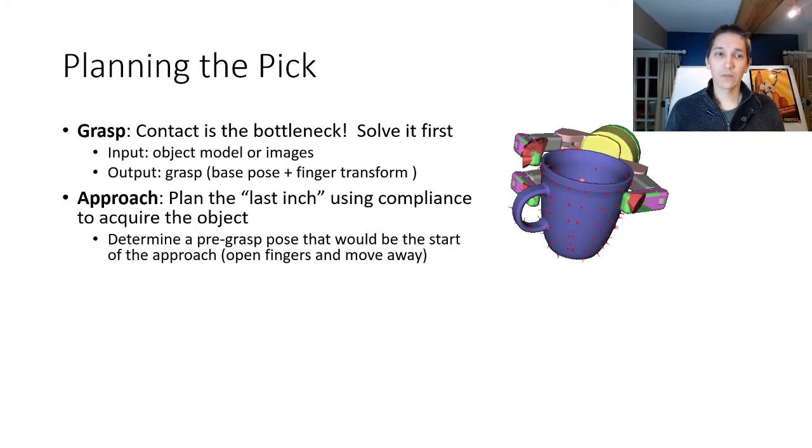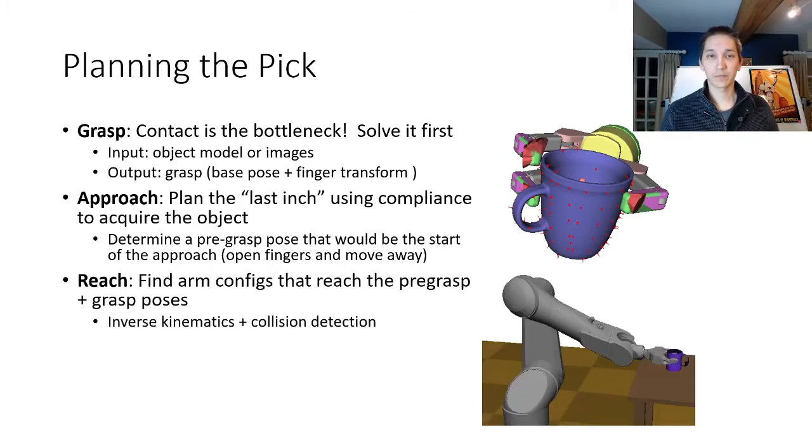The next thing that we'll want to do is figure out the approach motion to actually acquire the grasp. So this involves moving forward and closing the fingers upon the object from some configuration in which the fingers are a little bit wider open. So this is essentially acquiring the object at the last inch. In this process, we're going to also define what's known as a pre-grasp pose, which is the start of the approach. This will be used later for planning.